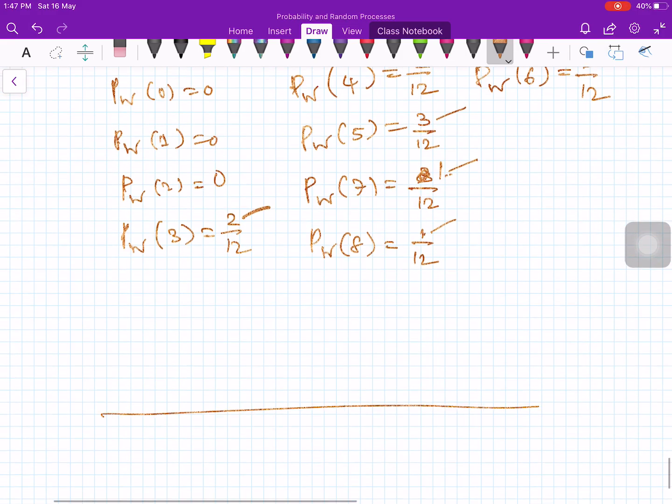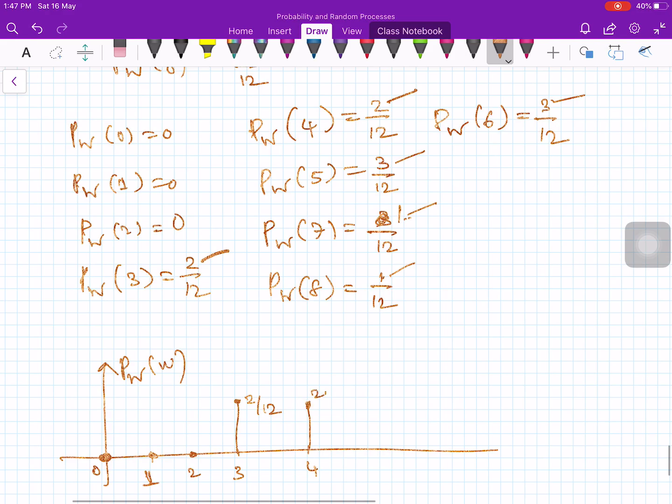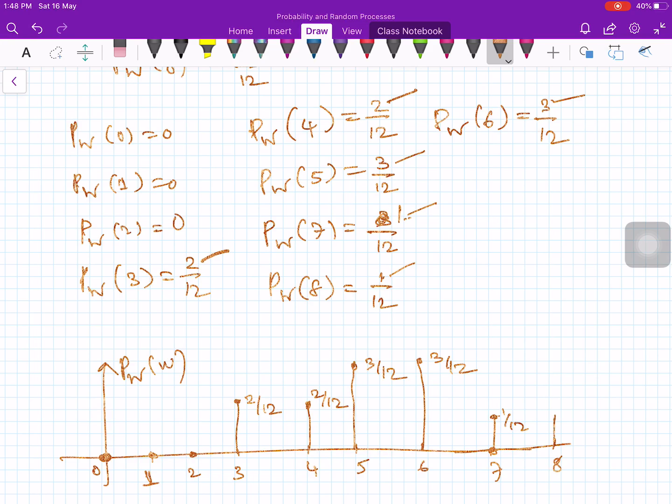So if you plot the probability mass function, then this is 0 point, this is PW of W, and at 0 it is 0, at 1 it is 0, at 2 it is 0, and at 3 it is 2 by 12, and at 4 it is 2 by 12, and at 5 it is 3 by 12, at 6 3 by 12, then at 7 it is 1 over 12, at 8 it is 1 over 12. So 2 plus 2 4, 7 10, 12 by 12, that's it, 12 over 12. So it is a legitimate probability mass function.